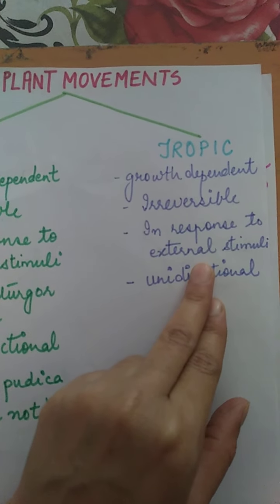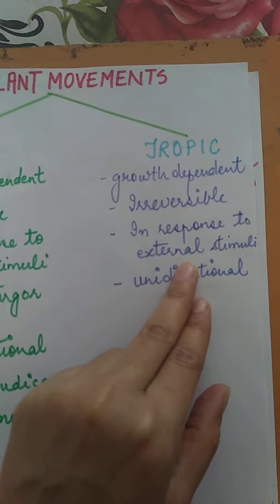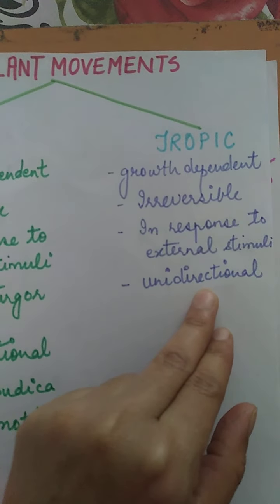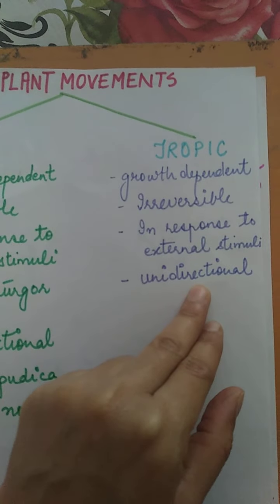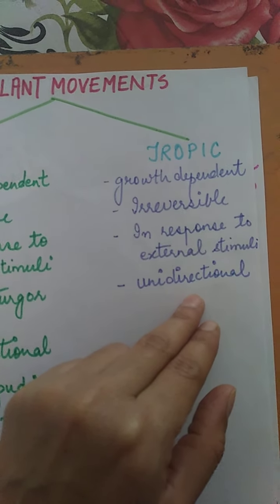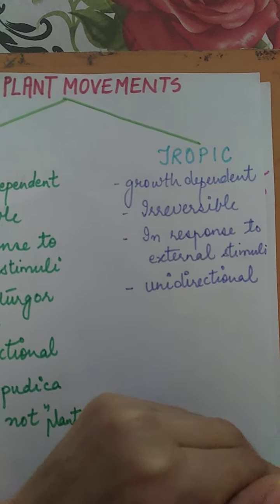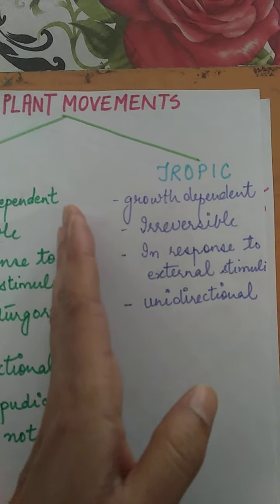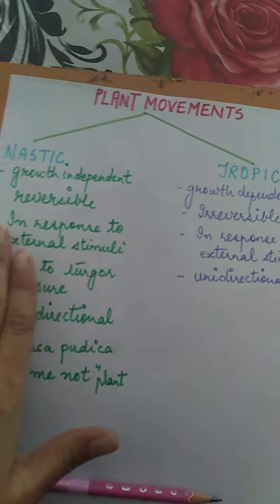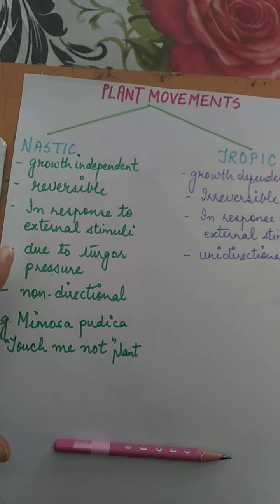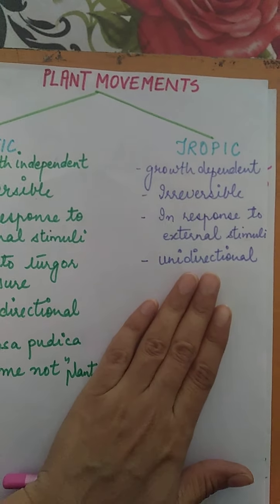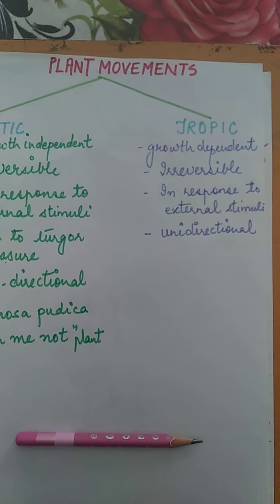Third point, yes, they occur after some external stimulus they receive, and they are unidirectional. It means that they grow either towards the stimulus or away from the stimulus. In some one direction they will go. So this is the overview of plant movements, which are nastic and tropic movements. One by one we will discuss the tropic movements in our next video. Thank you.